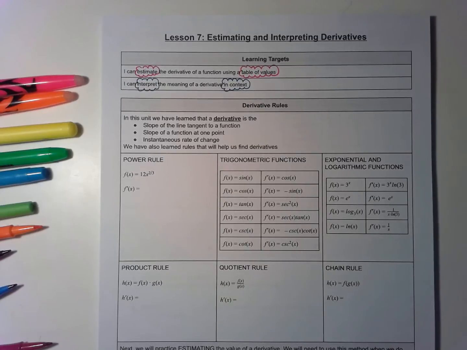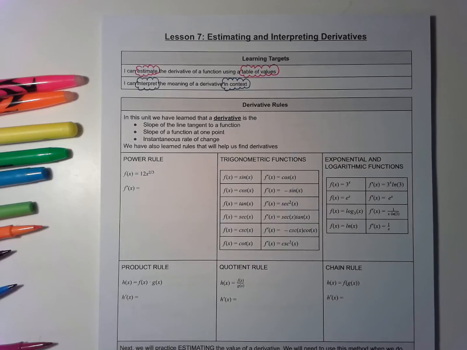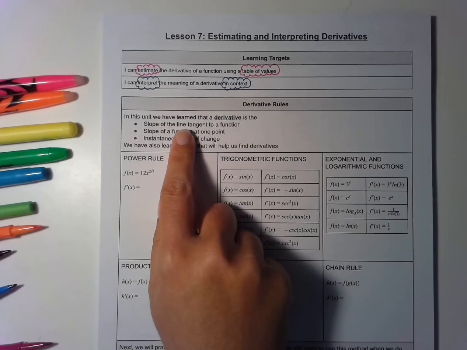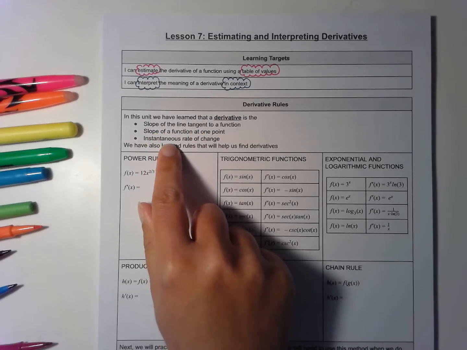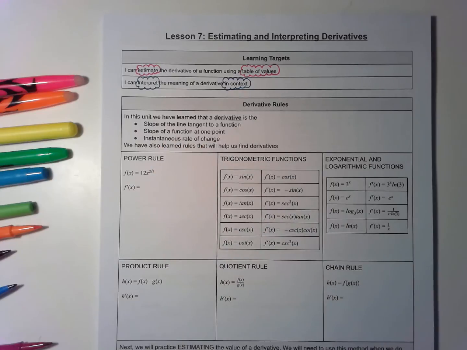Now, it's important to realize that today we're going to be learning about estimating. So before we estimate a derivative, let's review the rules that we know that help us find derivatives exactly. In this unit, we have learned that a derivative is the slope of a tangent line, it is the slope of a function at one point, and it is also the instantaneous rate of change. All three of those things are synonymous with derivative. So there are four different ways to say the same thing.